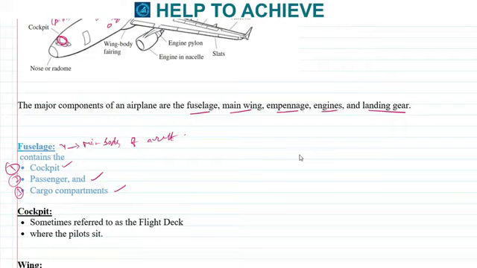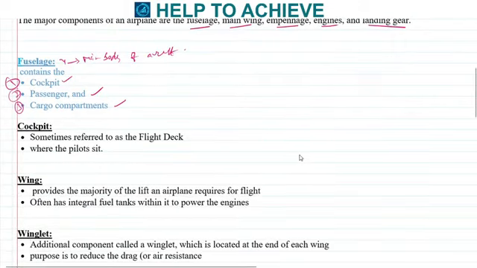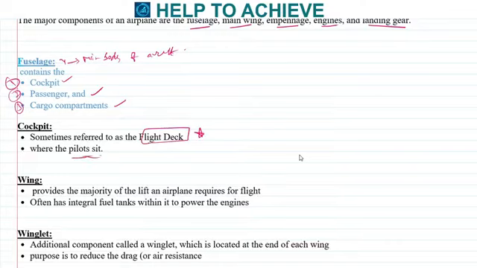So what is the cockpit? The cockpit is sometimes also referred to as the flight deck. Okay. And it is where the pilot will sit, meaning the pilot and co-pilot. Normally in an aircraft two pilots will be there, one is the main pilot and the other is the co-pilot. They both will be sitting, and the place where they sit is known as the cockpit.